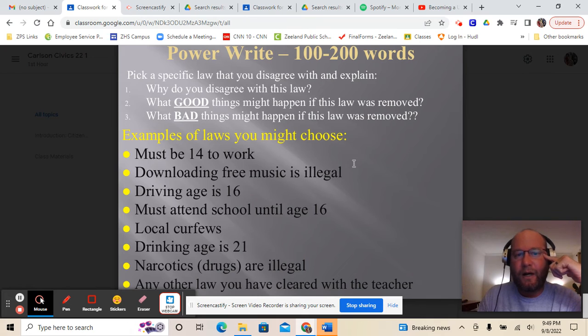Pick a specific law that you disagree with, and then explain these three things about that law. One, why do you disagree with this law? Two, what good things might happen if this law was removed? If we got rid of it, what good things might happen? And then the last part, what bad things, though, might happen if this law was removed? So again, if we got rid of this law, might there be some bad things that actually happen?